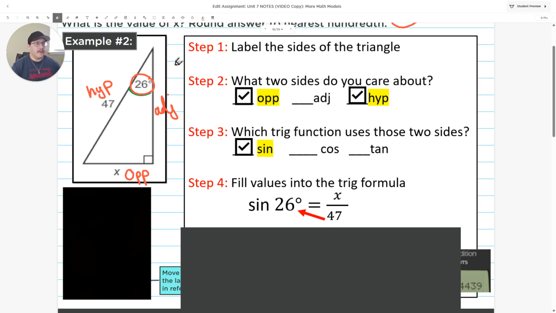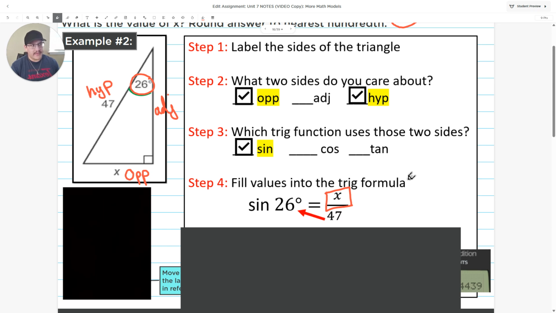We want to solve for the x value, which means everything that's attached to the x value, we want to move to the opposite side of the equal sign. Sine of 26 is a number, so there's nothing we have to do there. 47 is attached to the x, so we want to move it to the other side and then calculate with the sine of 26. How do we do that?